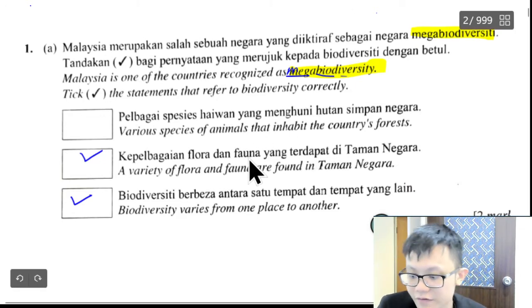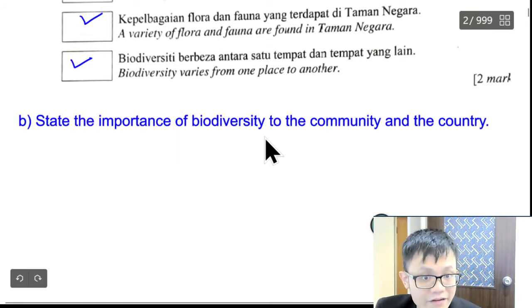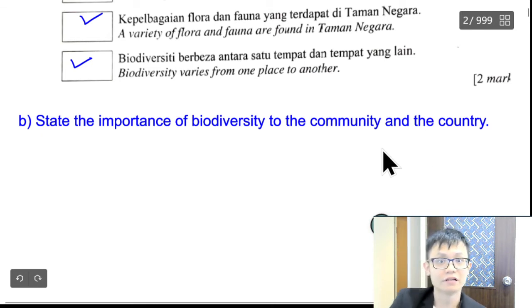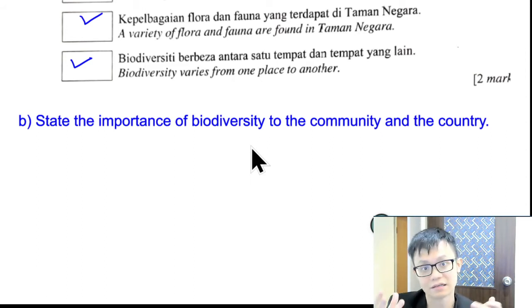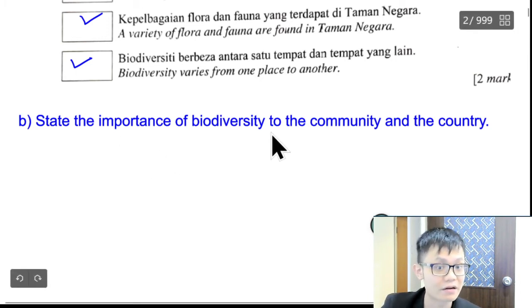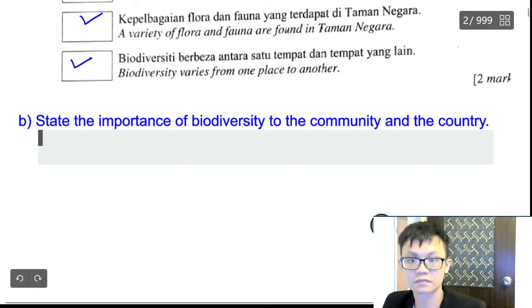Okay, let's move on. State the importance of biodiversity to the community and the country. When we read this question, it is more like an open question, which means there are a lot of answers. There's maybe no absolute fixed answer. State the importance of biodiversity to the community, meaning to people, and the country. So we can say there are a lot of answers.